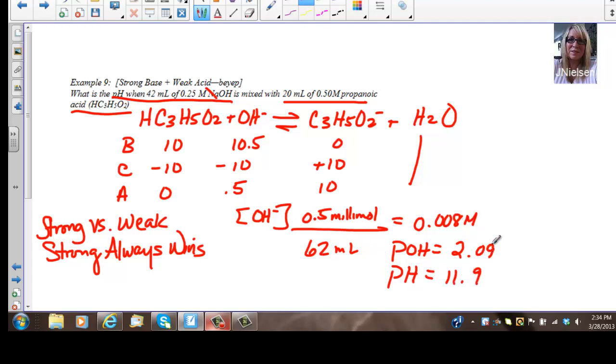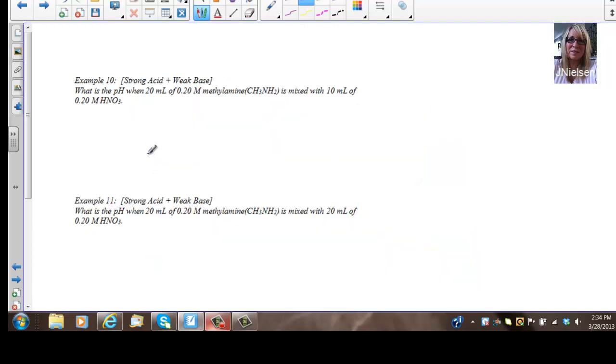This was actually 2.09, and this is actually 11.91, sorry, so that we're accurate, and everything adds up to 14. Okay, 3 more to go. Actually, I think there's 4 more. I numbered one twice. All right.